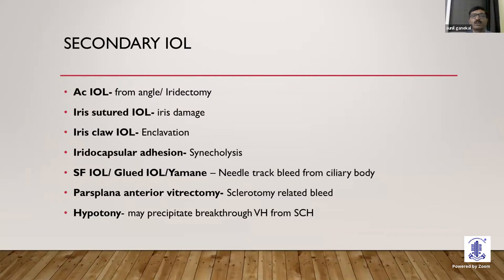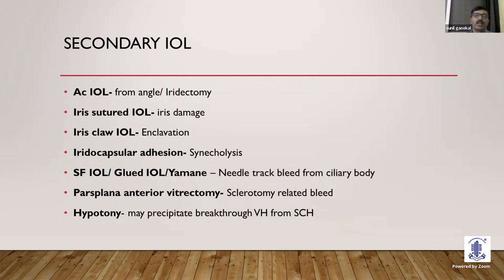Secondary events, what are the causes for vitreous hemorrhage? ACIOL, definitely angle bleeds can occur. Iris sutured IOLs, by iris damage. During iris claw IOLs, when you're enclaving them, you can damage the iris or create an iridodialysis, which can cause a bleed. If there is an iridocapsular adhesion, you tend to do a synechiolysis, and if the adhesions are too strong, it can cause a bleed from the iris or ciliary body. If you're planning scleral fixated IOLs, a needle track from the ciliary body can cause vitreous hemorrhage. And if you're planning an anterior vitrectomy through the pars plana, sometimes sclerotomy-related bleeds can occur.